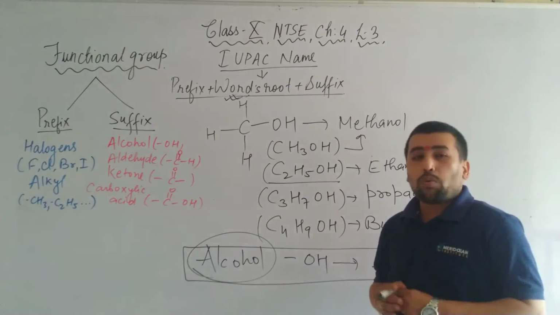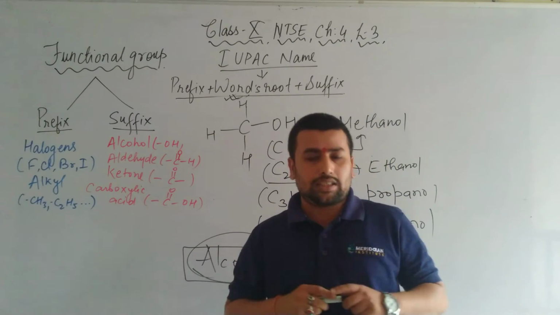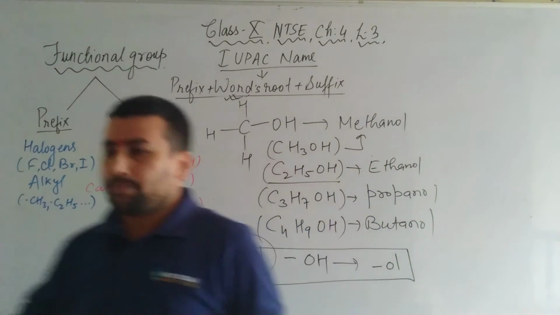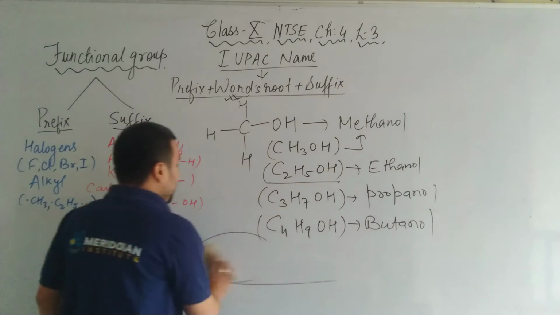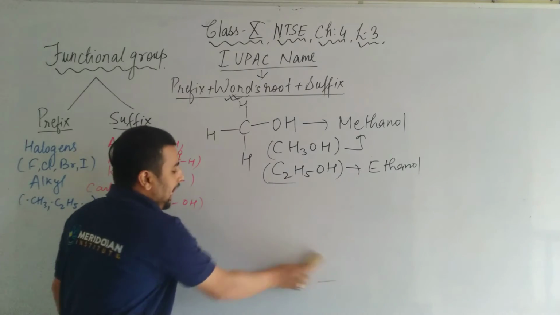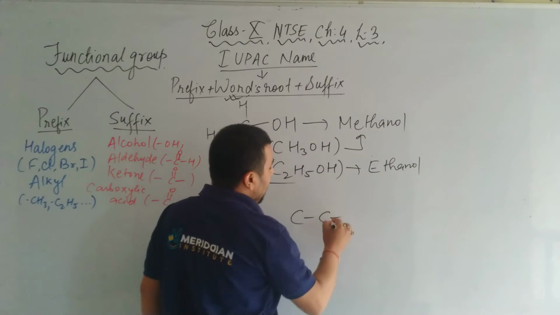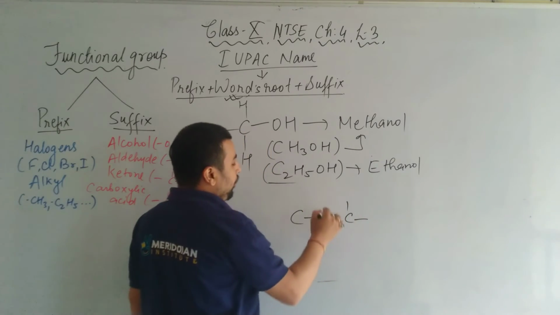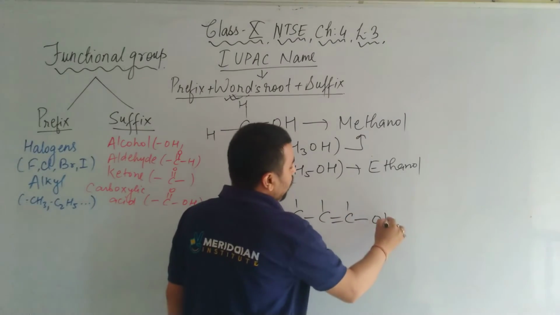Now you will ask me, so why only alkanes? Why not alkenes and why not alkynes? Dear student, you can write in the form of alkenes also. Just suppose I am writing one name in the form of alkene. How will I write it? Just suppose here I am taking 3 carbons in which one has a double bond. So it became alkene. 1, 2, 3. And here I have added OH.